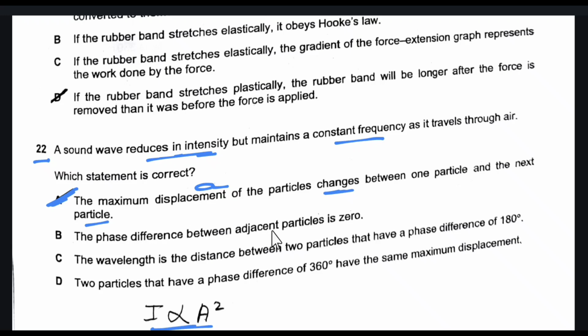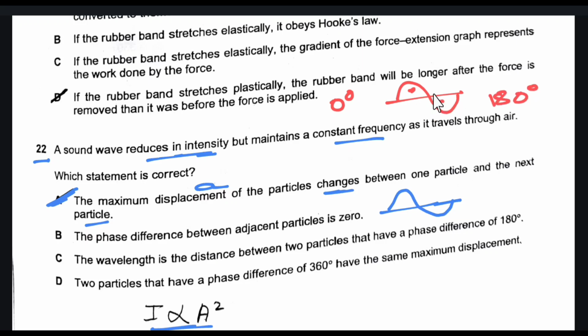Then, the phase difference between adjacent particles is 0. This statement is actually wrong because between adjacent particles there is always some phase difference. But if we consider a stationary wave, between adjacent nodes, points vibrate in phase and have a phase difference of 0 degrees. But outside those nodes, if we consider this point and this point, these two points have a phase difference of 180 degrees.